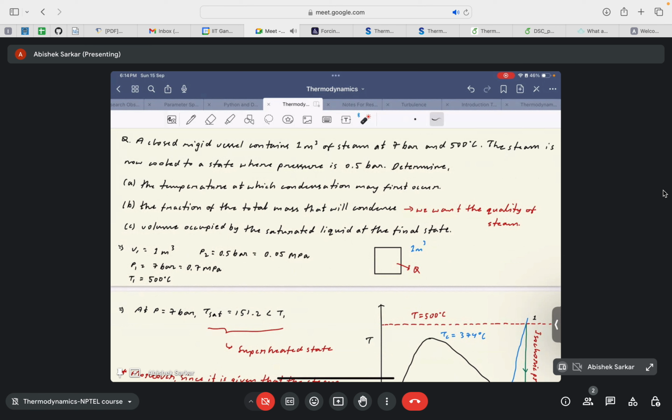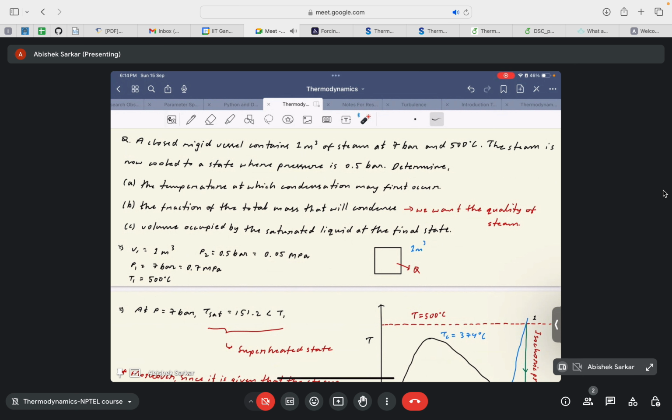Okay, so we have V1 equal to 1 meter cube, P1 equal to 7 bar or 0.7 megapascal. I'm just converting it so that it is easy to find these values from the steam table, because most of the pressure values are given usually in megapascal, so we need to convert it. And T1 equal to 500 degrees Celsius, and P2 is given to be 0.5 bar or 0.05 megapascal.